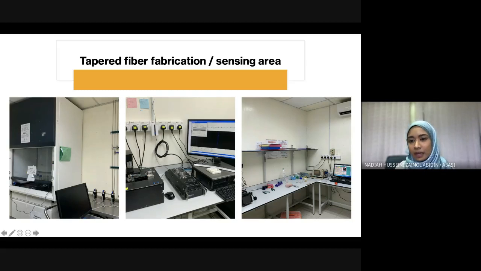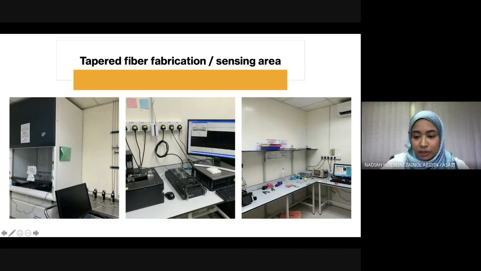Zamili. And on your right is where we conduct our experiments related to tapered optical fibers, sensing experiments that are not related to gas. If we don't have to use gas, we don't use the hood, so we just do it in the common area.